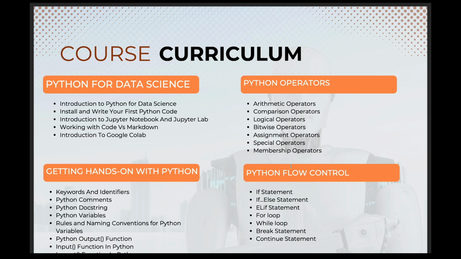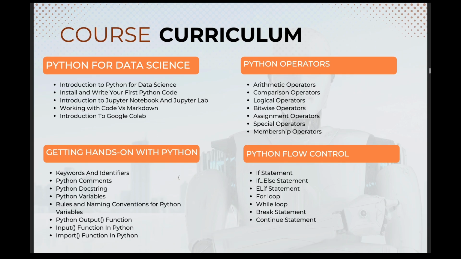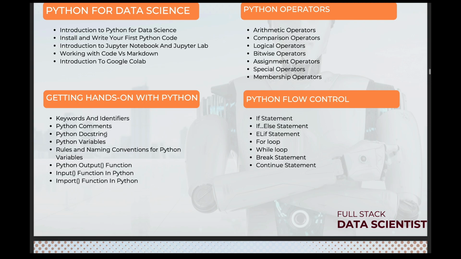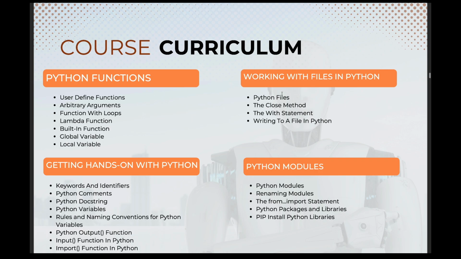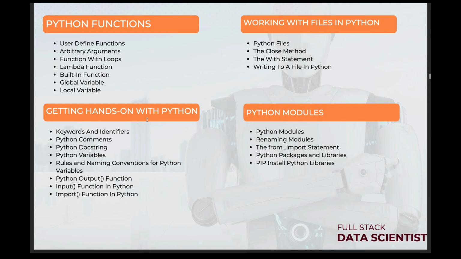We have concepts like Python operators and some hands-on Python, where we learn docstrings and variables and all that, Python flow control, Python functions, working with files, and some hands-on. There are a lot of hands-on because this course is more practical. For data science, you cannot learn it theoretically. You need to be more practical, and that's what we do in this course. There are a whole lot of hands-on projects and exercises, and even the teaching itself is purely hands-on.